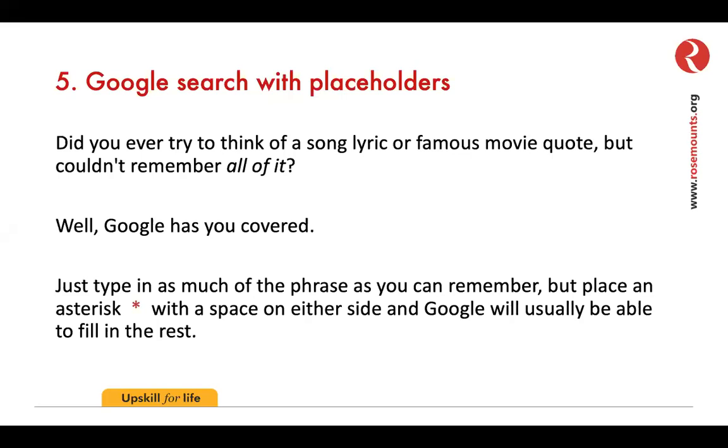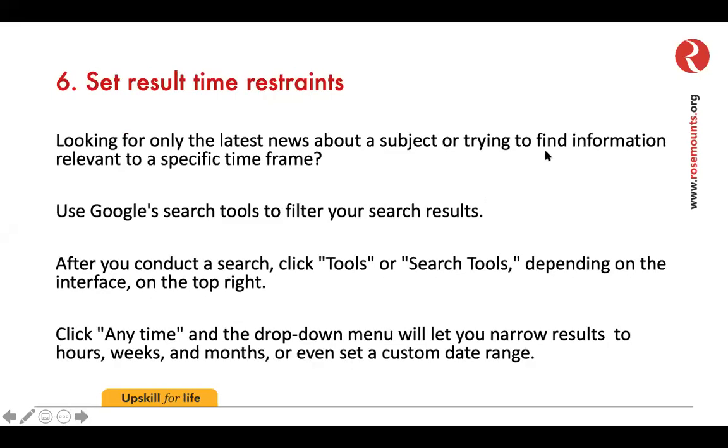Just type in as much of the phrase as you can remember, but place an asterisk with a space on either side, and Google will be able to do the rest. It'll do the fill in the blanks for you. So that's a very interesting way of researching on Google, maybe when you're looking for a song. This is the way to go. Again, it's a wonderful tool which teachers can use to narrow down their search.